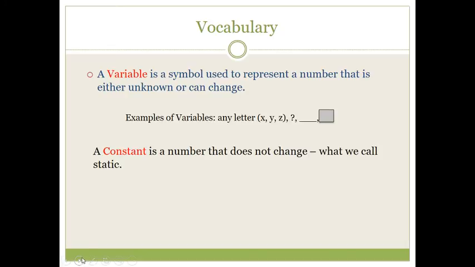On the other hand, a constant is a number that doesn't change. In math, we call that something that is static. Examples of constants are just numbers like 3, 5, -4, a third, square root of 2, 4.56, just anything that's a number that doesn't depend on a variable like X or Y or Z.